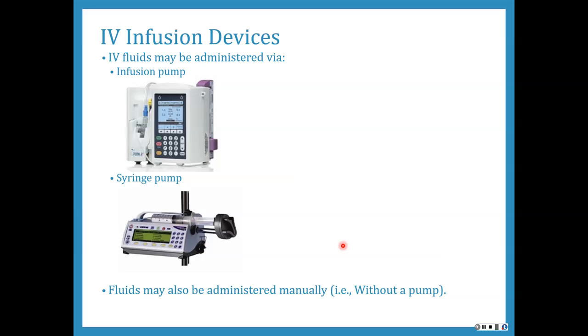Again, the third bullet down is that you can give fluids without a pump, and that would be when we talk about a manual or a gravity flow. And when fluids are infusing by gravity, that's when it's really important that you would actually be counting the drips in your drip rate to make sure that you're giving the correct amount of fluid.